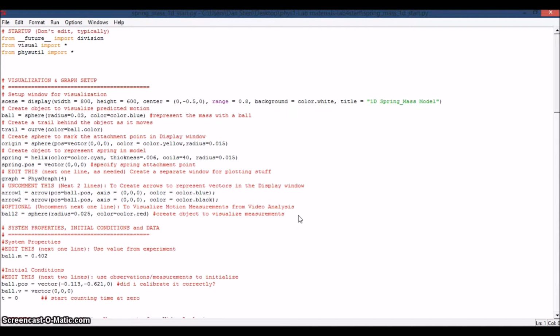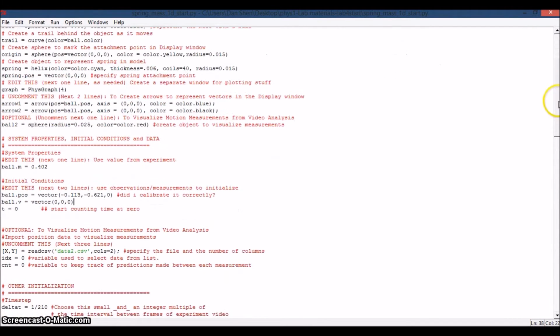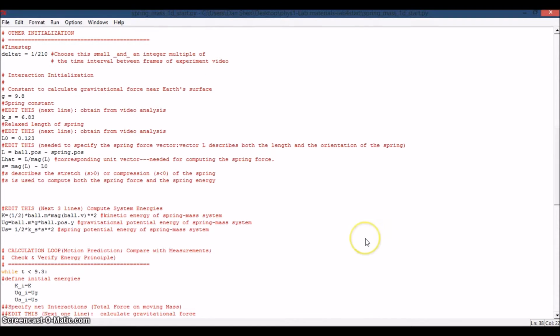Now we're going to look at the Python code. In order to do this, we're going to first need to note some of the system properties, which include the mass of the ball attached to the string, which was 0.402 kilograms, the initial position of the ball, which was negative 0.113, comma, negative 0.621, comma, 0, and the initial velocity was also 0, and time started at 0. Furthermore, from the video analysis, we also know that the spring constant is equal to 6.83, and that the relaxed length is 0.123 meters.